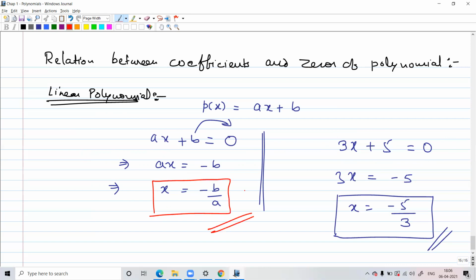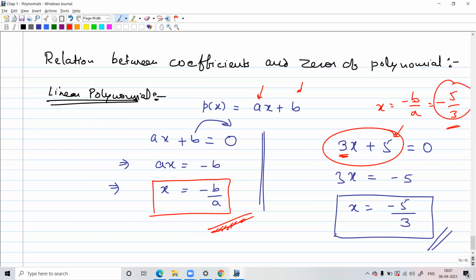So this is the standard form. For whatever value of a or b you put, the value of x will always be minus b by a. So you don't even have to go through all the calculation. If you knew this formula, you could have just put that over here, and you would have said x is equal to minus b by a. So minus b, what is the b value here? It is 5, and a value is 3. So minus 5 by 3, you can directly write it instead of going through the calculation. Is it clear?